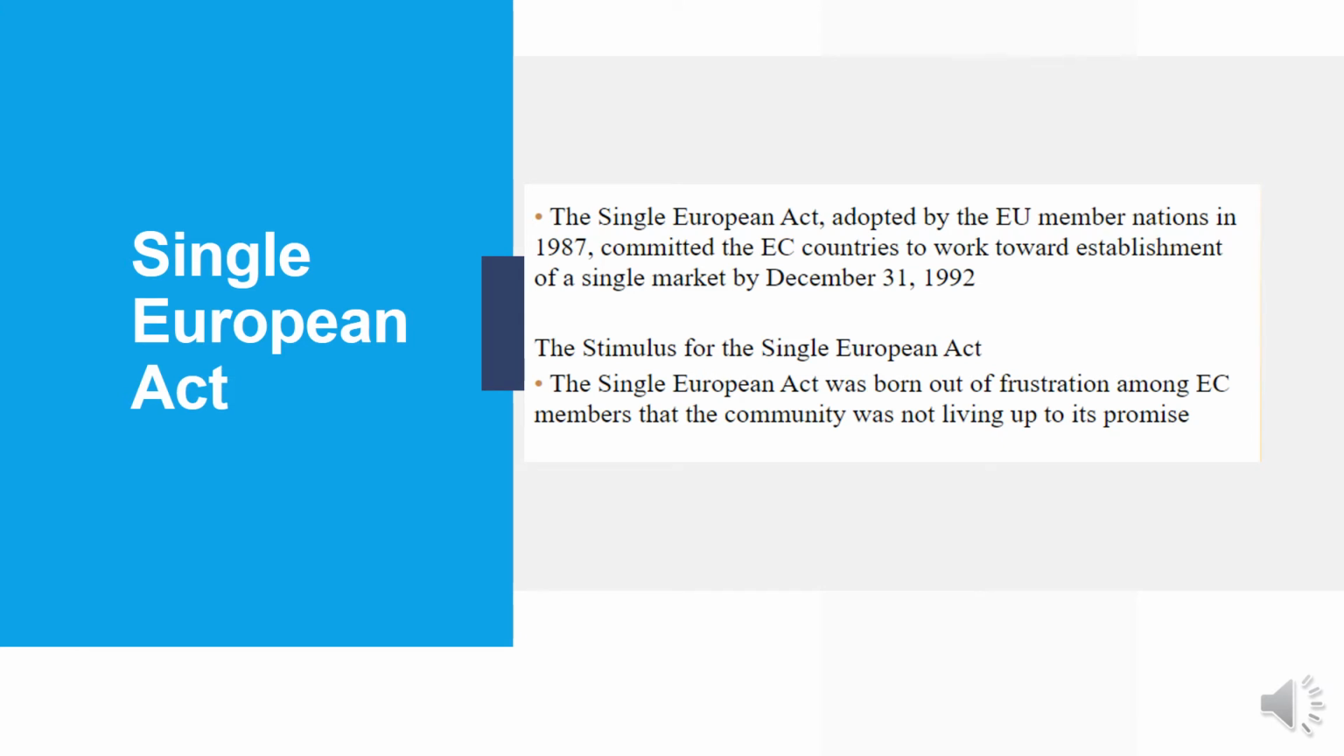Okay, Single European Act. The Single European Act, adopted by EU member nations in 1987, committed the EC countries to work toward establishment of a single market by December 31st, 1992. The stimulus for the Single European Act: it was born out of frustration among EU members that the community was not living up to its promise.